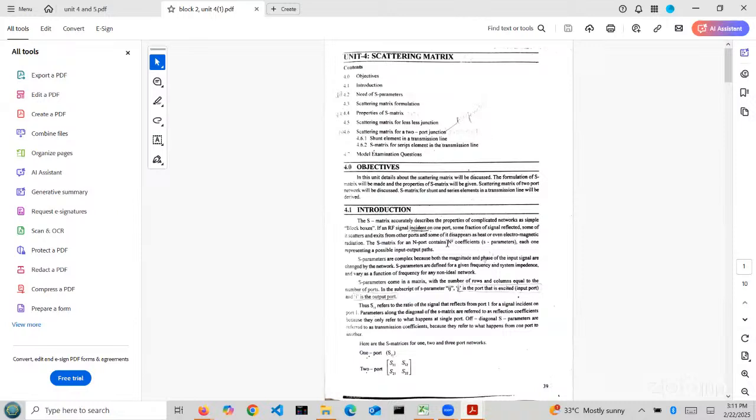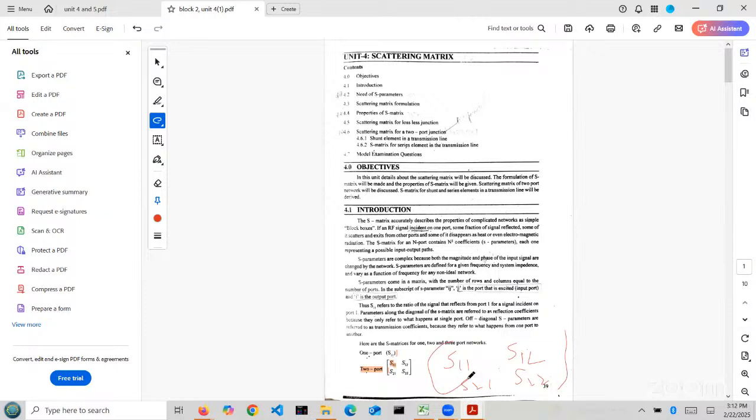First, we will see the introduction of scattering matrix. This scattering matrix is also called a black box, which is represented with a 2 by 2 matrix. The 2 by 2 matrix is S11, S12, S21, S22. This is the basic matrix which we will use in the scattering matrix.